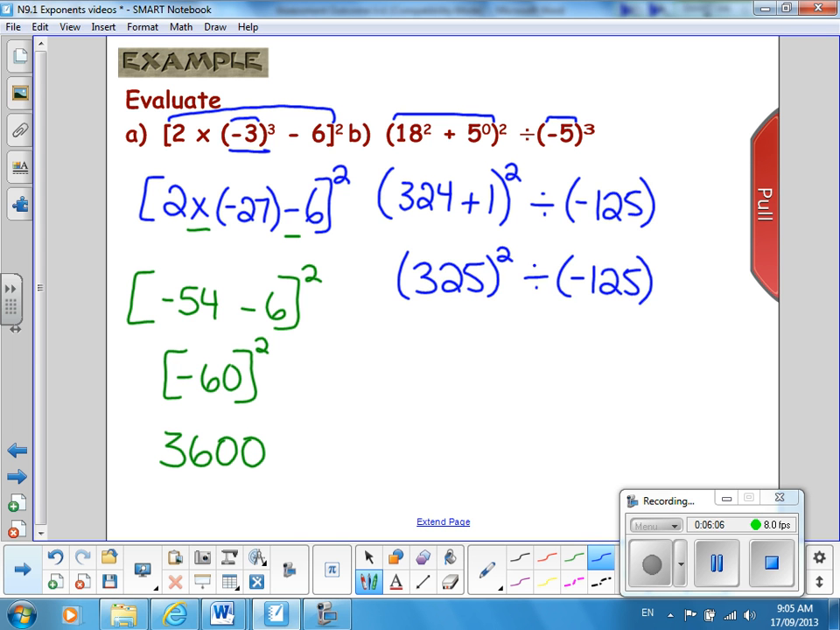What we have left is an exponent of 2 and a division. If you think about BEDMAS, exponents come first. So we need to find 325 squared, which is 105,625, divided by negative 125. So now we divide, and our answer is negative 845. So order of operations, BEDMAS, tells you what order to perform each step so that you get the one correct answer.